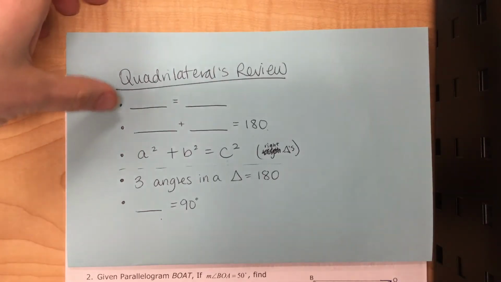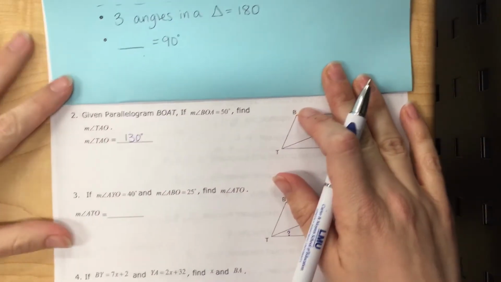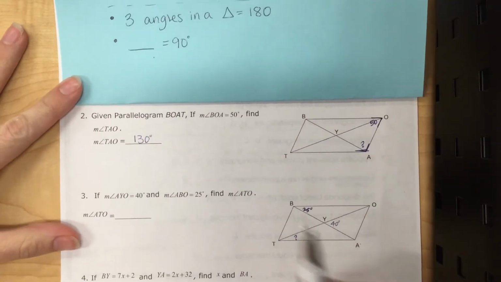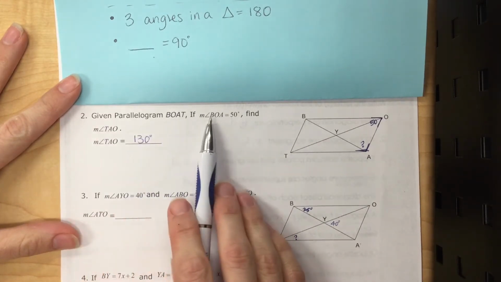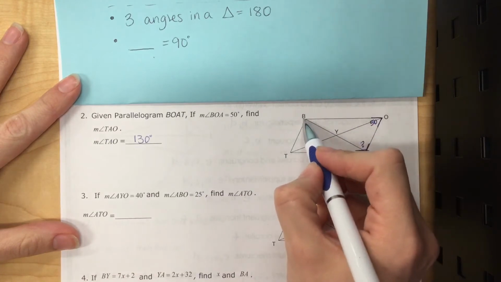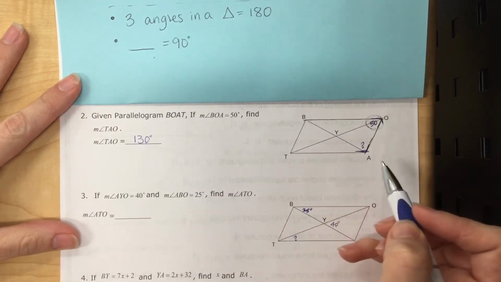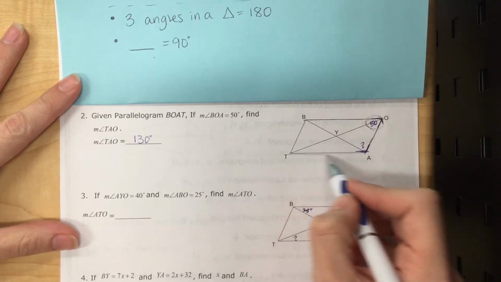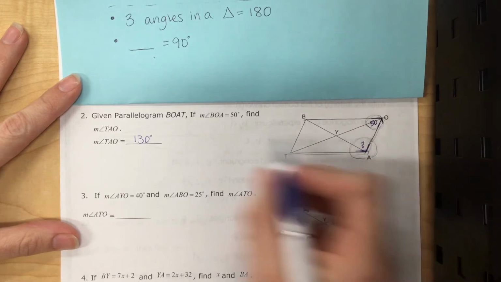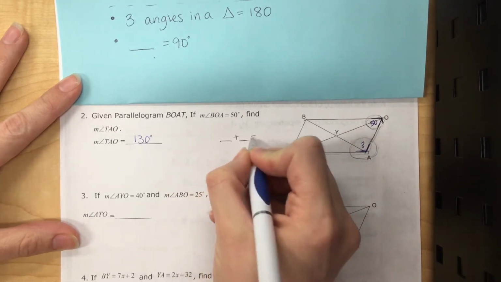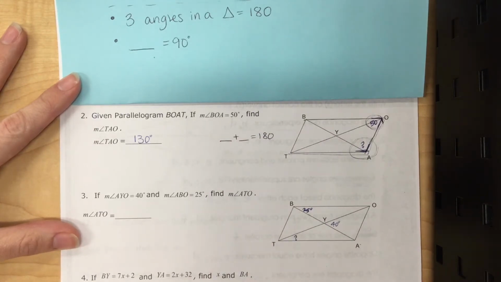All right, so let's go ahead and look at a few of these. I think the hardest part for some of you is just labeling the information on the picture. So for example, here in question 2, this says angle BOA. So I just trace B to O to A, and that's why I see that this angle is 50. They want me to find TAO, that's this bottom angle right here. And so that's that two angles add to equal 180 degrees. That's going to be the property that I'm using there.